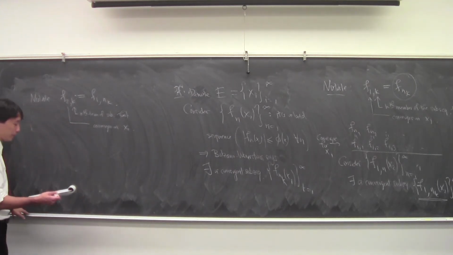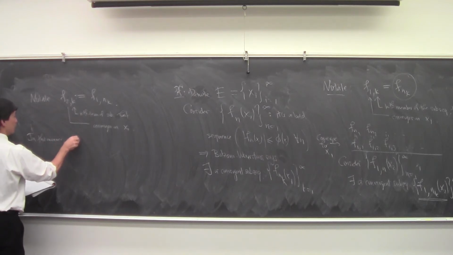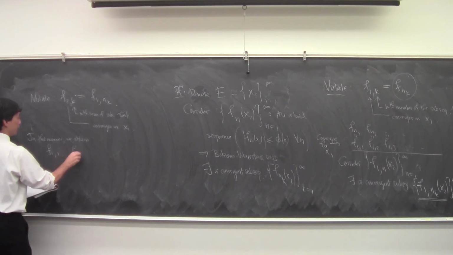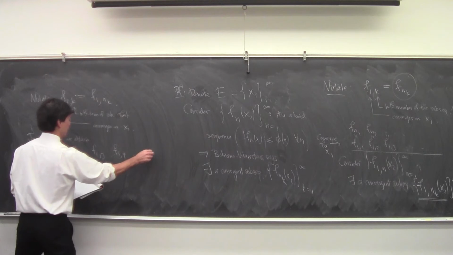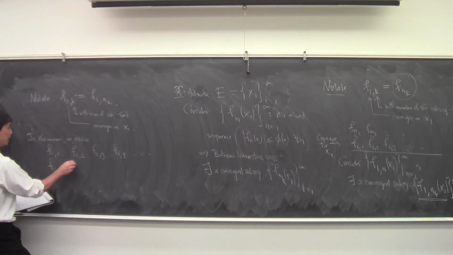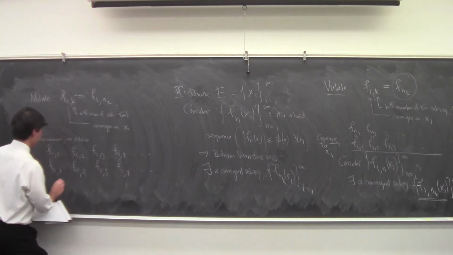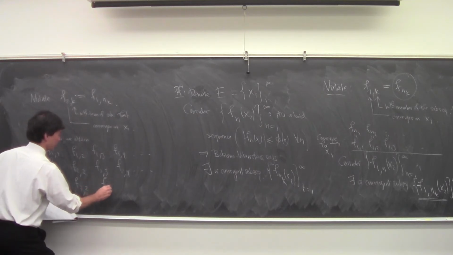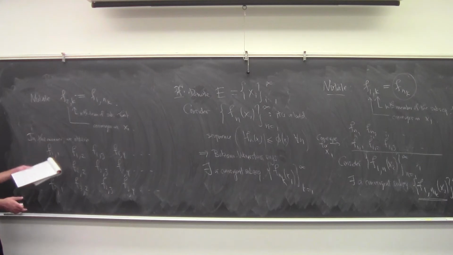Okay, so in this manner we obtain this f11, f12, f13, f14, etc. We get f21, f22, f23, f24, etc. f31, f32, f33, f34, etc. We get this huge array of functions.